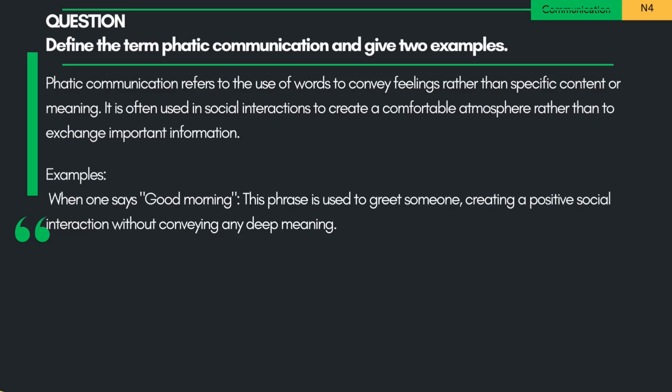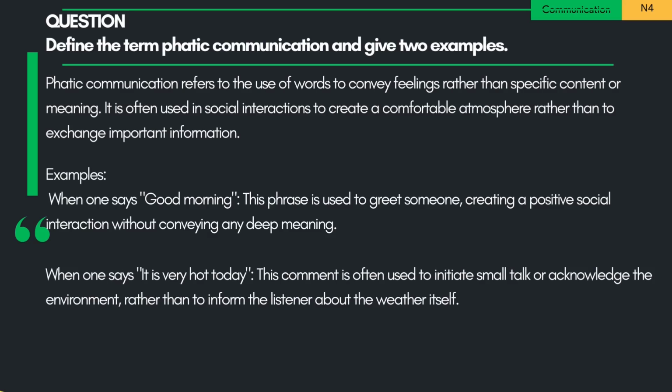Examples. 1. When one says, "Good morning," this phrase is used to greet someone, creating a positive social interaction without conveying any deep meaning. 2. When one says, "It is very hot today," this comment is often used to initiate small talk or acknowledge the environment, rather than to inform the listener about the weather itself.